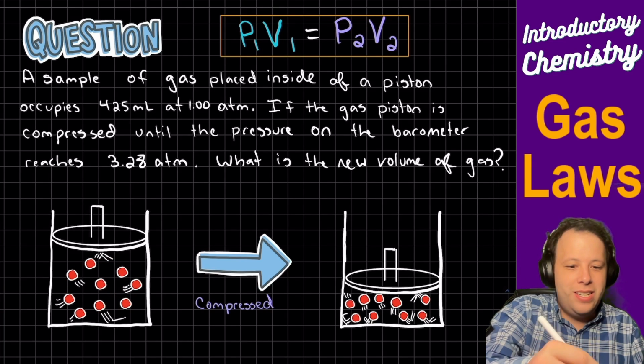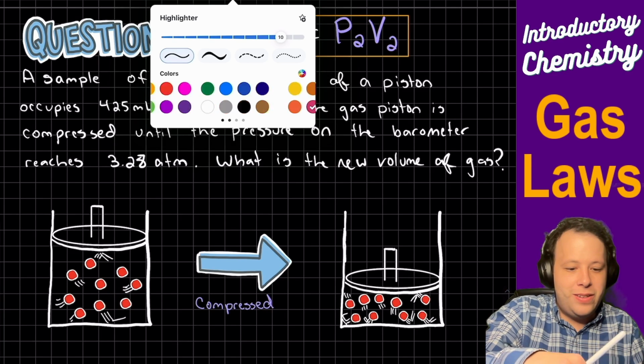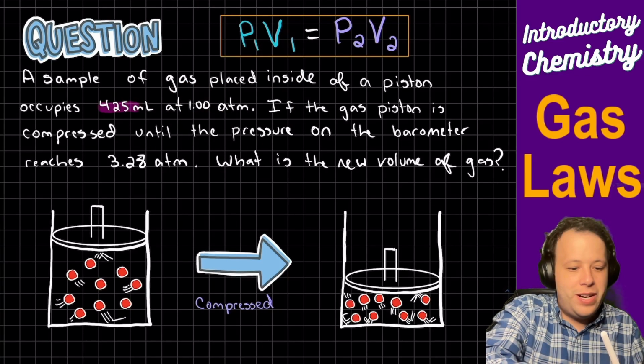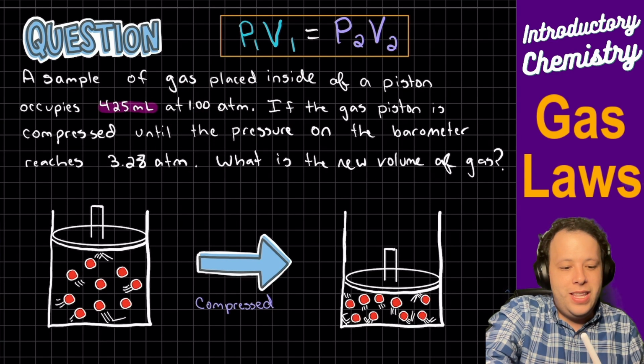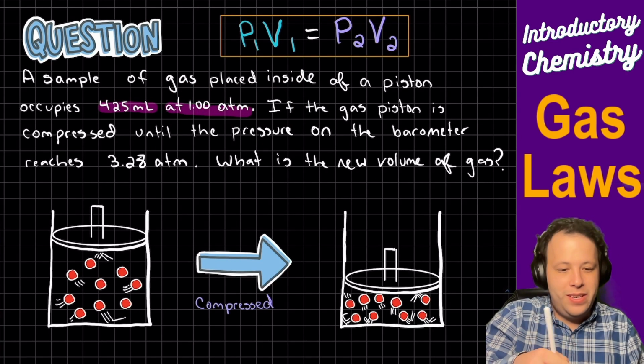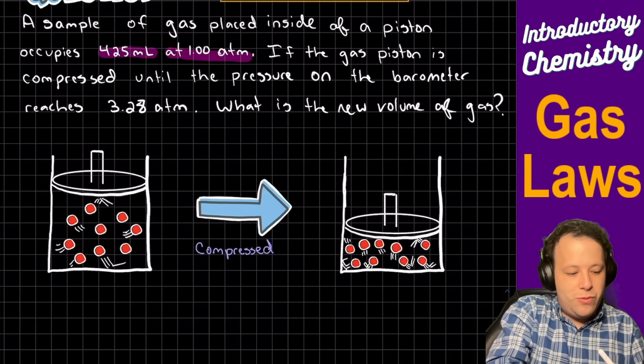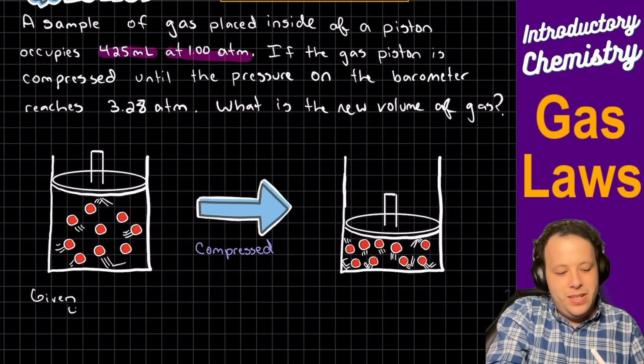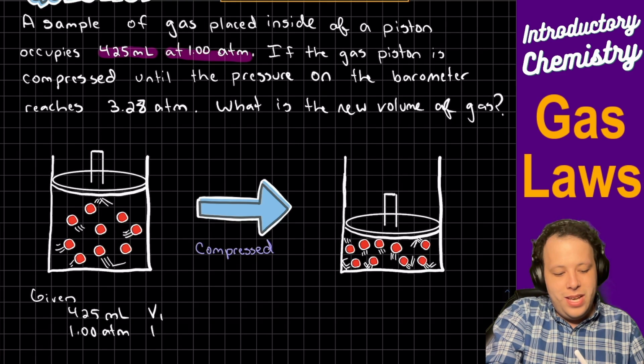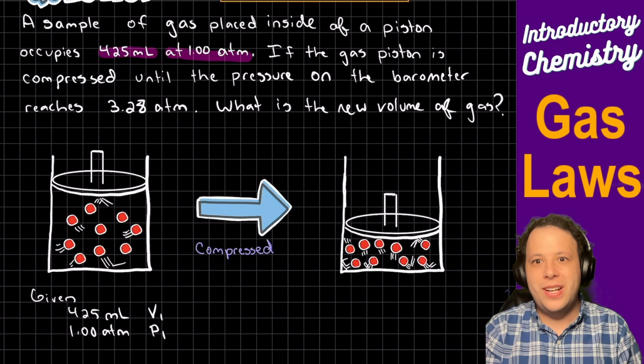So let's highlight all that important information. Whenever you're reading these, you want to write down all of your given pieces of information. We have 425 milliliters at 1 atmosphere. That tells you your V1 and your P1.